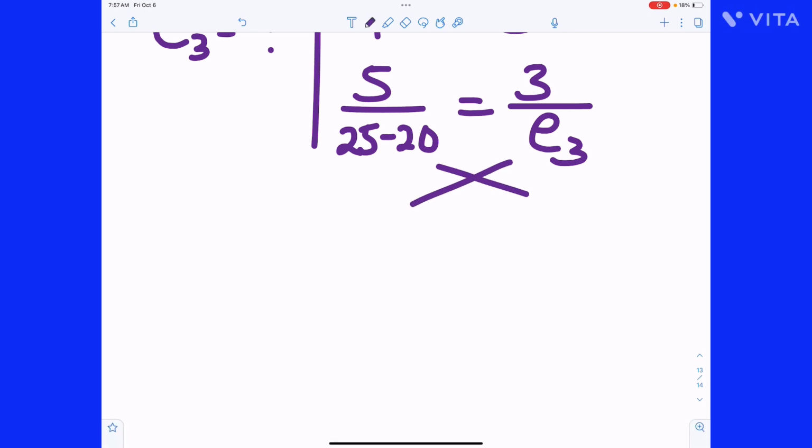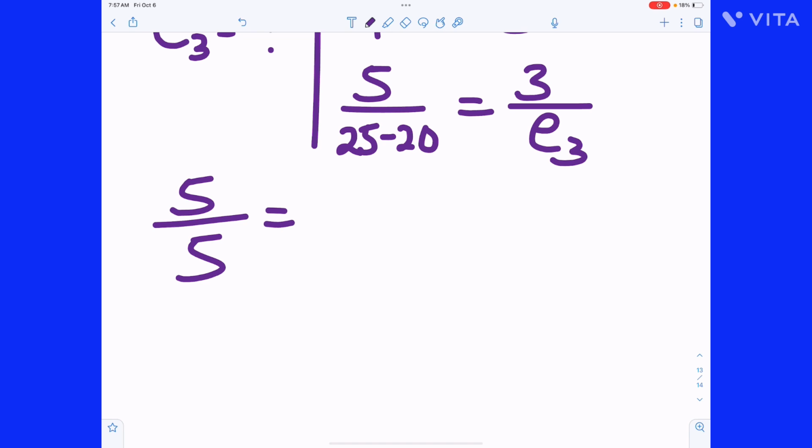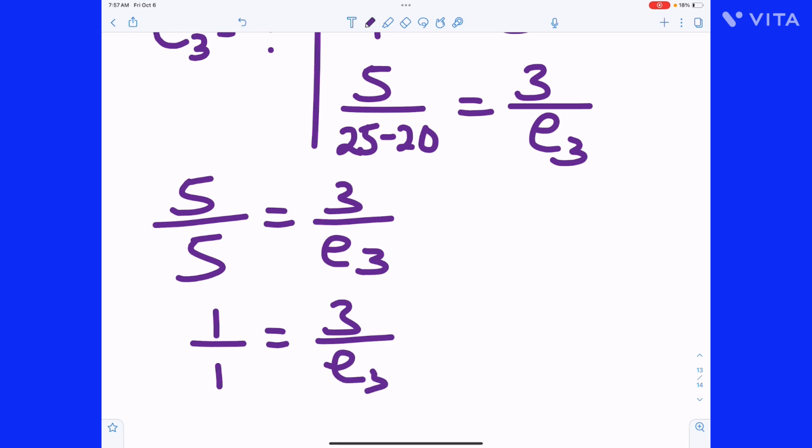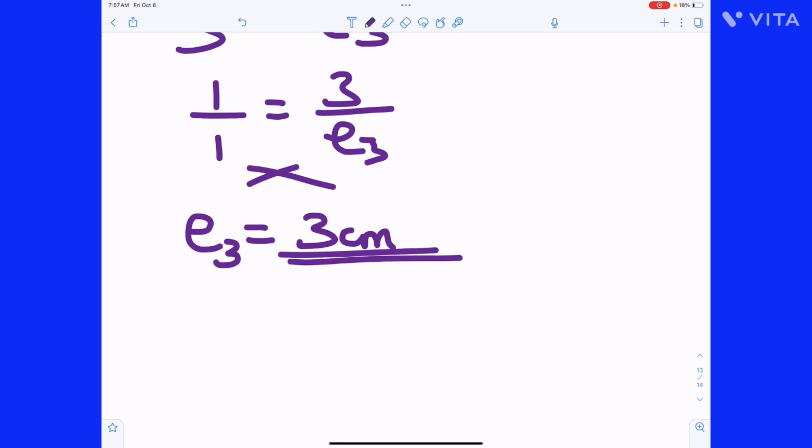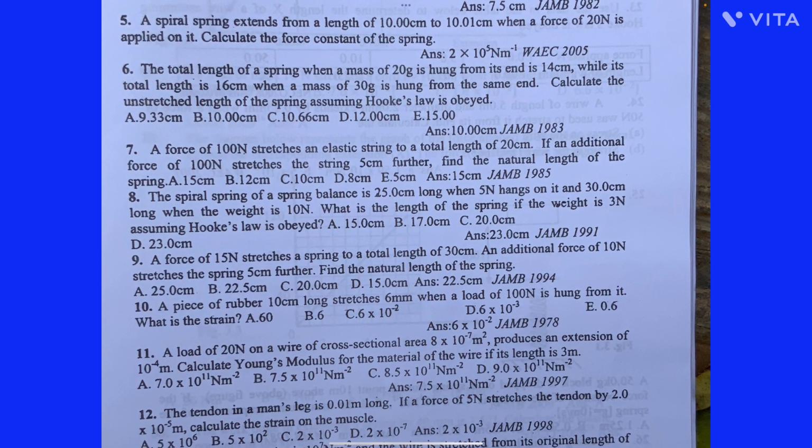What does that give us? Before we cross multiply, let's make it look simpler. 5 over 5 is 3 over E3. 5 over 5 is 1 over 1, so 1 over 1 is 3 over E3. If you cross multiply here, the extension produced by the 3 newton force will be 3 centimeters. Take note of that.